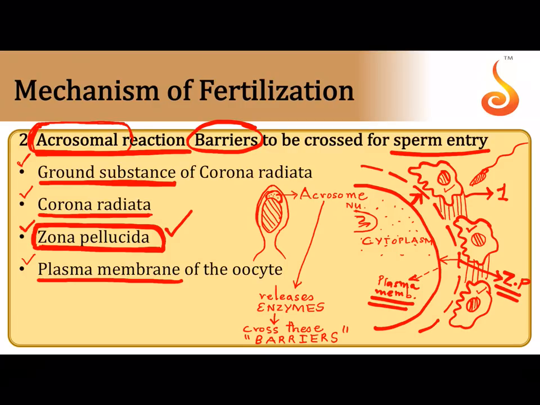So please remember, why do we call it as acrosomal reaction? We call it as acrosomal reaction because it is mediated by enzymes which are released by this cap-like structure, a vesicle that is sitting on top of the nucleus in the head of the sperm, and this is referred to as the acrosome. Clear? No doubts? Okay.